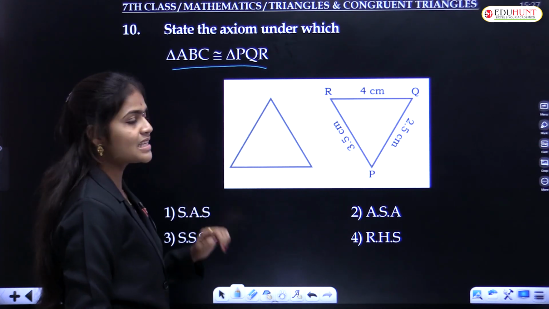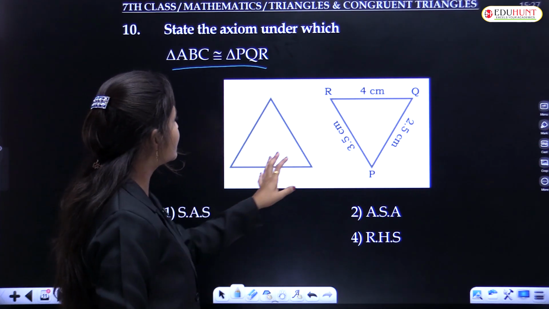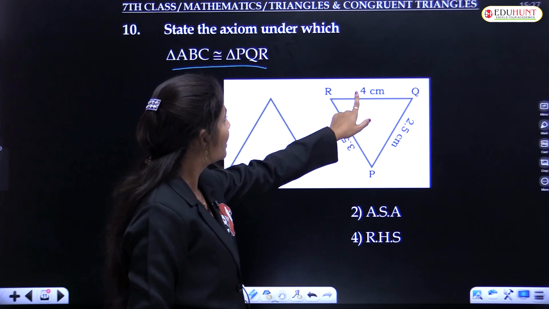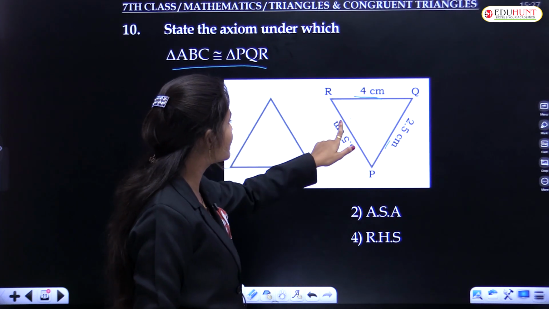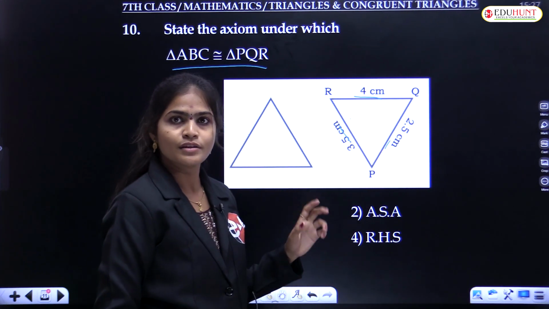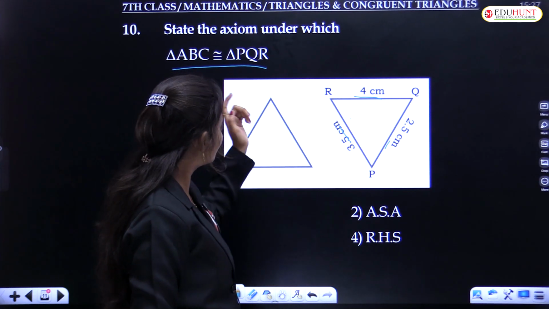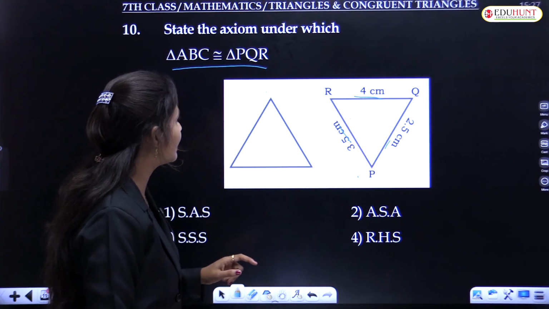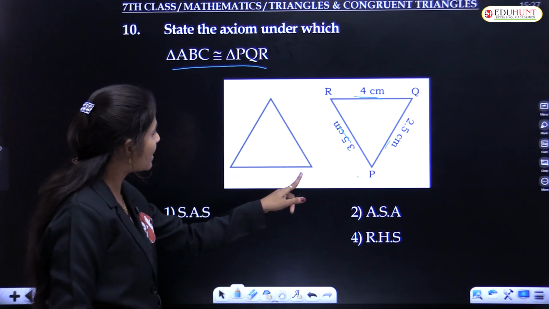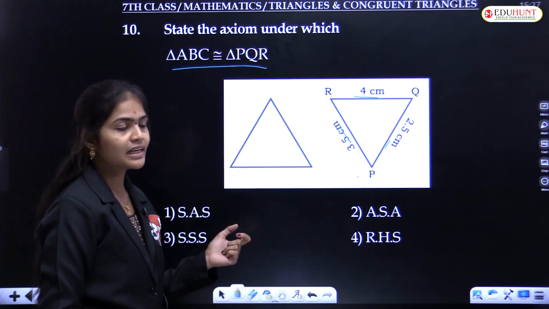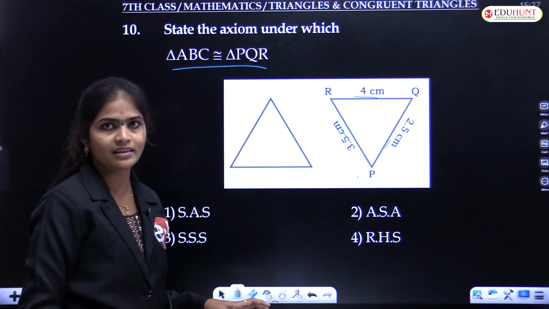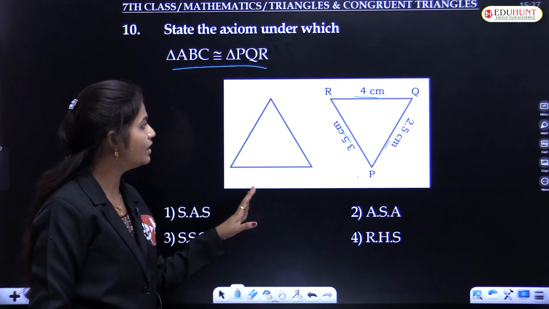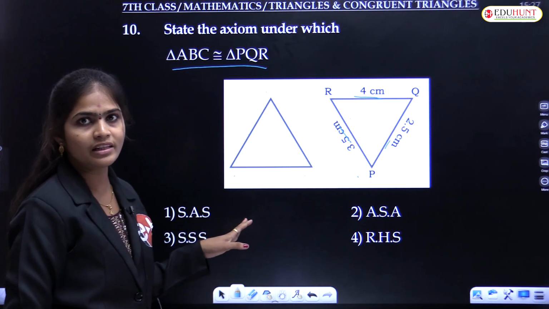So here measurements are not given. That's why just see the second diagram here: 4 centimeters, 2.5 centimeters, 3.5 centimeters. Obviously here this is P, so this is also P. It's opposite, we can take that. Next here this is R and this is Q. If you take it like that, those two are congruent, but here there is no need to take all of those, just by which congruency they are asking.